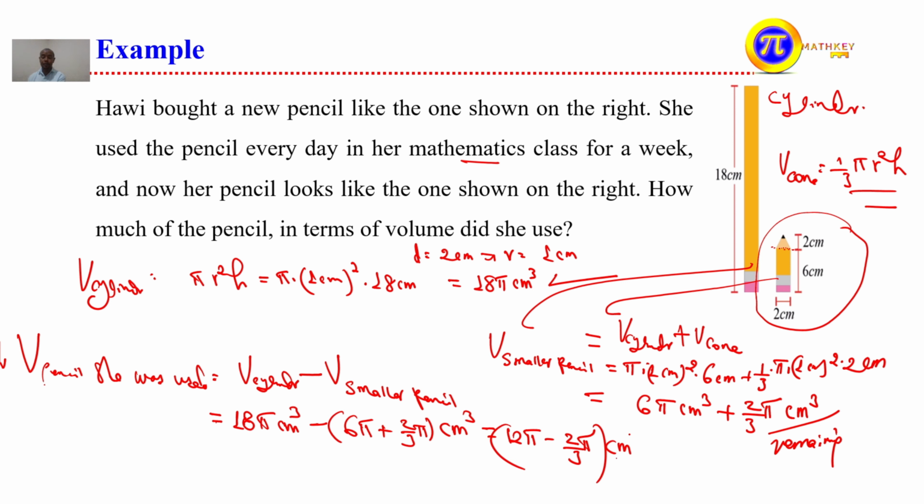Or if necessary, you can take pi as a common factor, or take the LCM, which is 3. Here is 1. 3 divided by 1, 3 times 12 is what? 36 minus 2 is what? That is 34. This is 34 over 3 pi cubic centimeter. We can write it in that way as well. This is the volume she used.